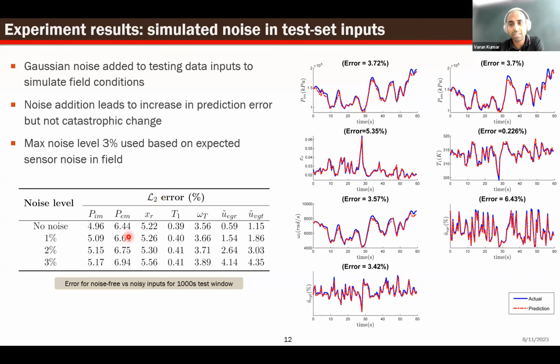but the increase is not catastrophic. The errors don't change significantly. There is an increase in the error, but it's not catastrophic as such. And the maximum noise level, 3%, was based on the type of sensor that I use and the noise we expect to see in the field.